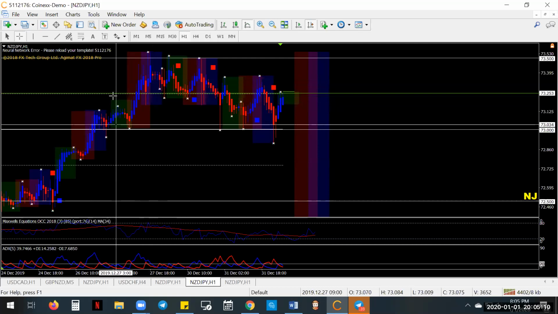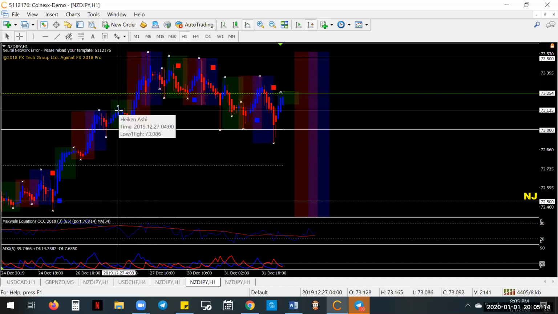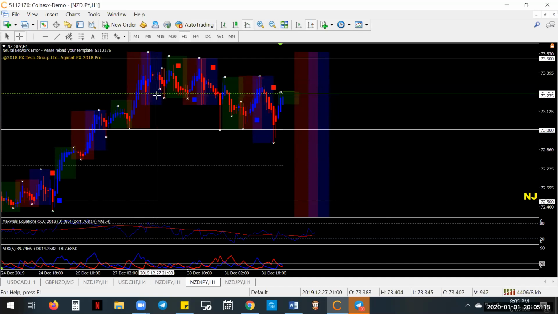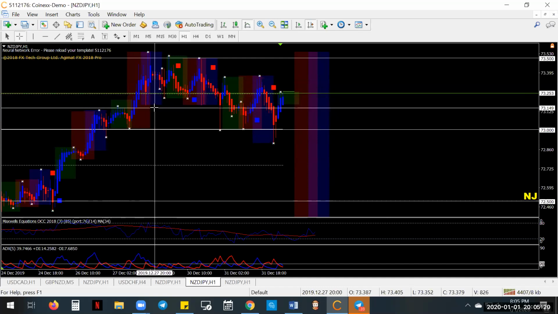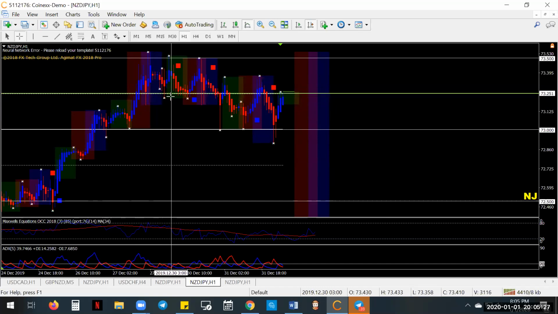This is the Asian session. The green box is the Asian session, okay? The burgundy box is the London session. The blue box is the New York session. So that's what you see. Okay, now you also will see the Heikin-Ashi candles.